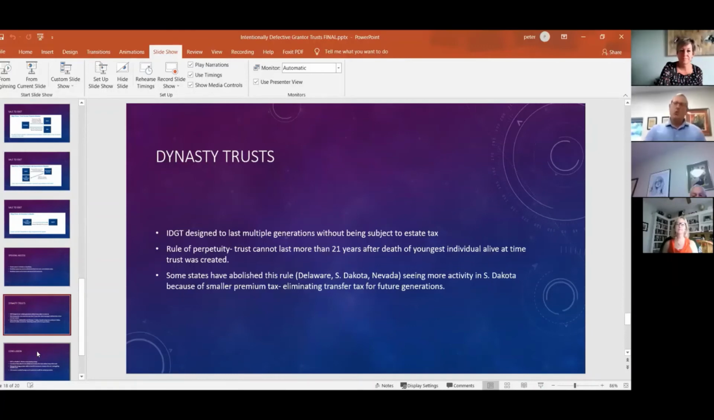And we are actually seeing more of this trust business happening in South Dakota because of their premium tax. Built into every life insurance policy, every state charges the insurance company a premium tax. South Dakota has by far the lowest premium tax of all the states, which typically means that premiums are a little bit lower if we run those in South Dakota than other states. So that combination of the rule of perpetuity and the premium tax, we're seeing a lot of activity in South Dakota.